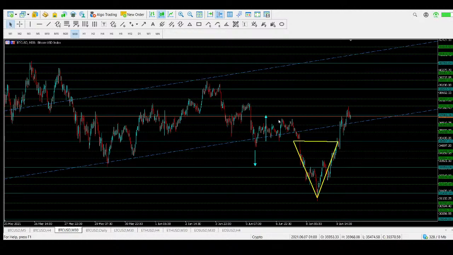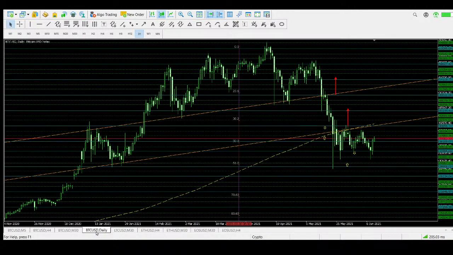Whether it's going to break at 37,061, we'll have to wait and see. But like what I said, let's wait and see what's going to happen here, whether it's going to form the right shoulder, or is it going to continue above 37,061. We'll have to wait and see. The daily chart is still holding above 37,160. Support at 33.95.